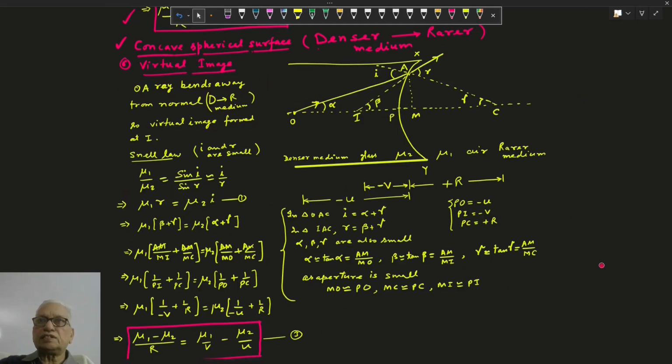Concave spherical surface, denser to rarer, virtual image. So this is the diagram of the concave spherical surface. Here, from glass to air, the object is in the denser medium. OA is the incident ray, and this is the normal here. Going from denser to rarer, the ray will bend away from the normal. So this ray seems to be coming from I, the virtual image, with angles alpha, beta, gamma, I, R.